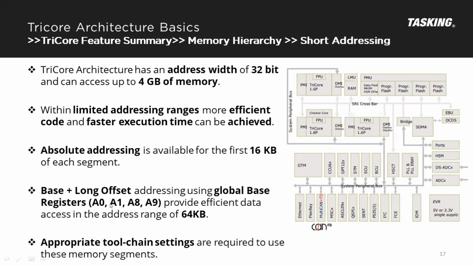And here it uses the global base registers. You remember those that don't belong to the lower context or the upper context. That is the A0, A1, A8, and A9 registers. And this provides efficient access for the second 64 kilobytes of every segment. So here, absolute addressing is the fastest way to access the data and the instructions, and this is the second fastest way to access the data and the instructions.